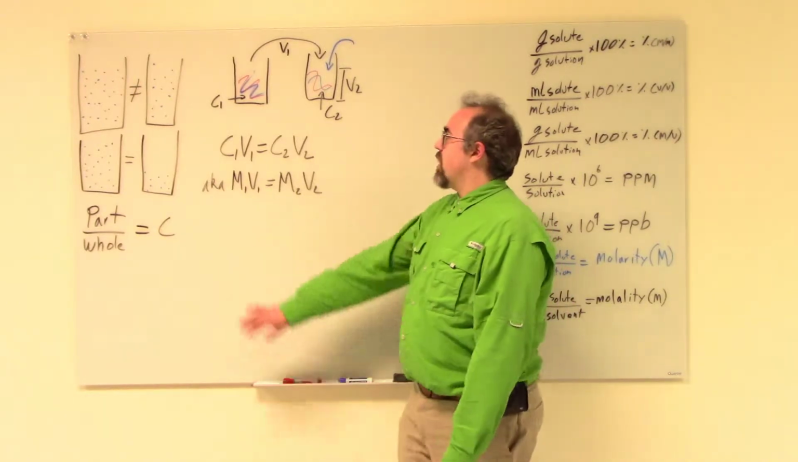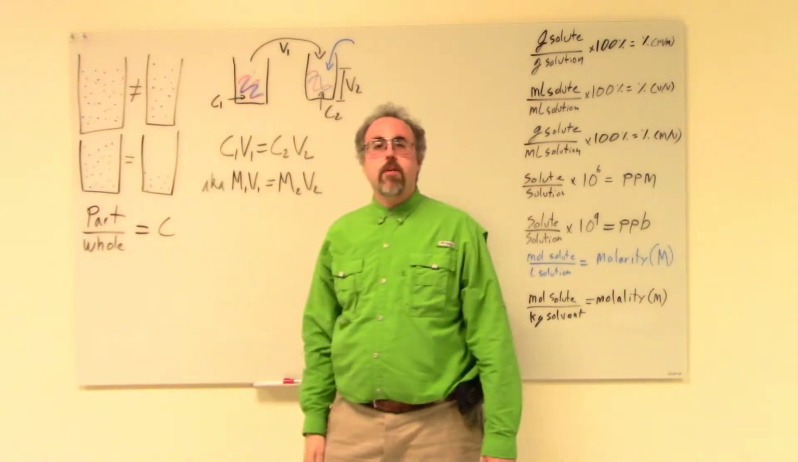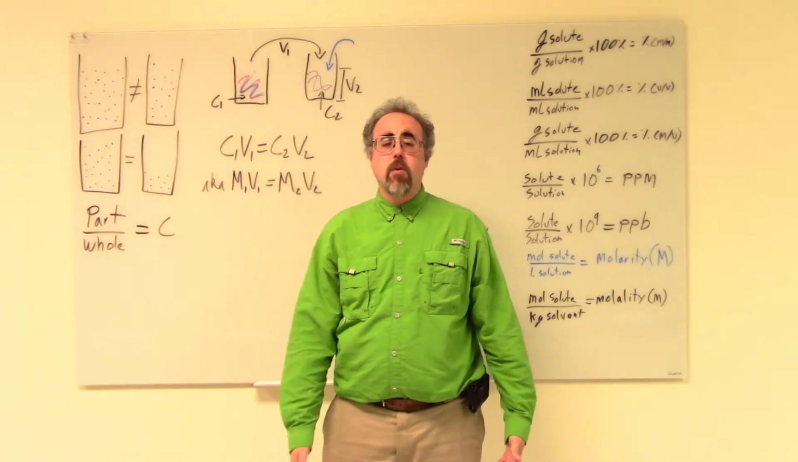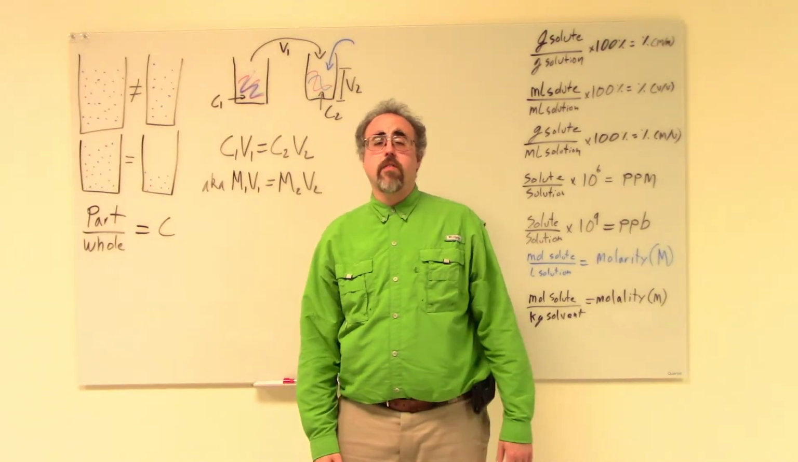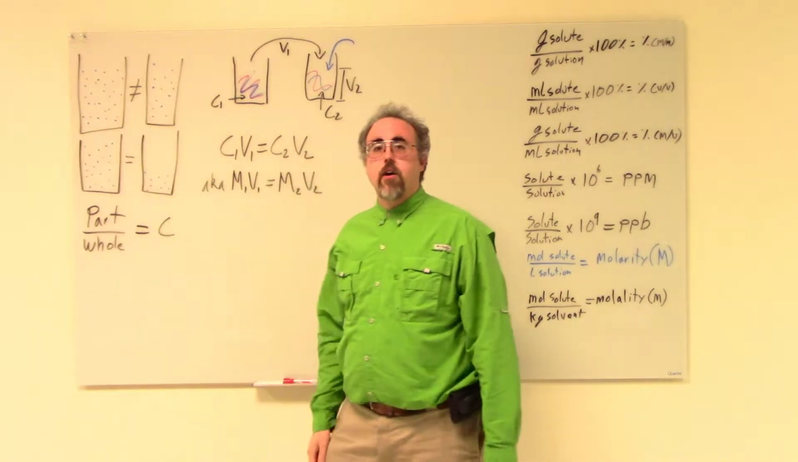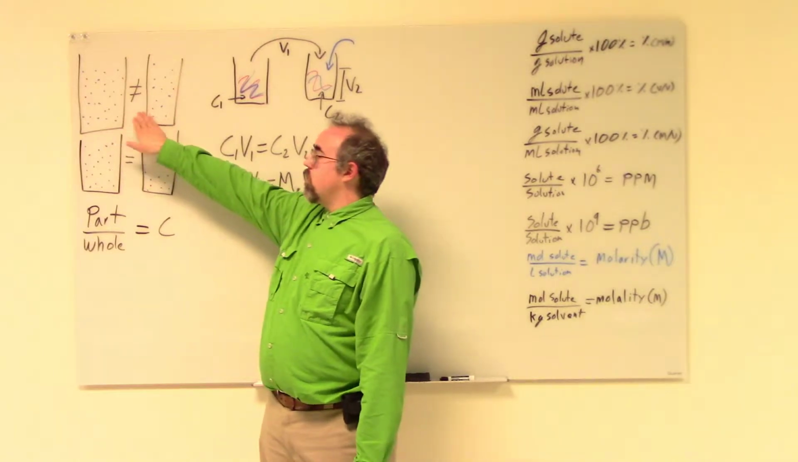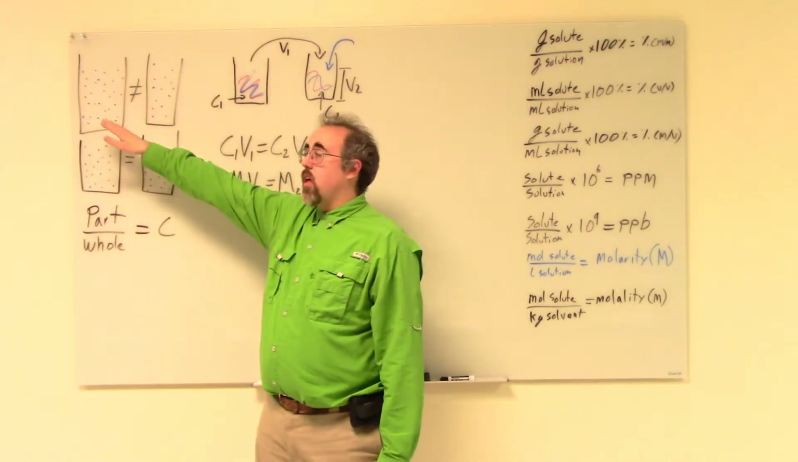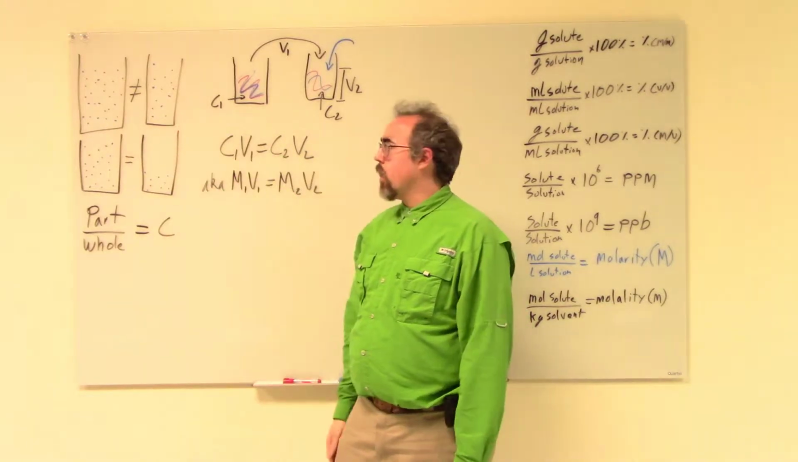So I can imagine I've got two solutions, and let's pretend the blue dots are my solvent, keeping in mind that while water is an important solvent, it is not the only solvent out there by a long shot. So let's say blue is my solvent, red is my solute. You'll notice that these two beakers are different. This one has a lot more solute than that one.